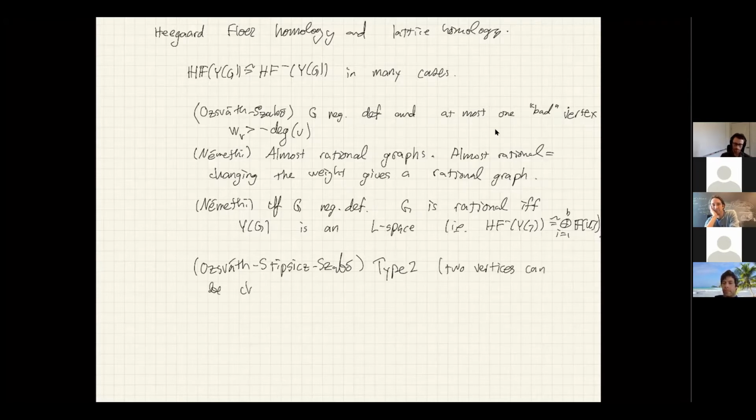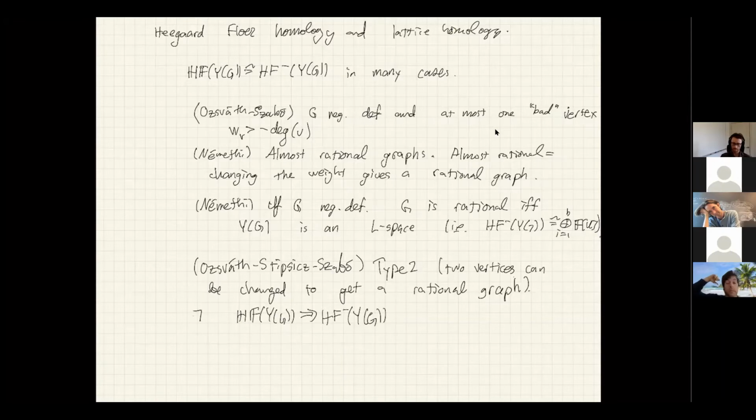To get a rational graph. And they showed the isomorphism in this case. And actually, more generally, what they showed was that there's a spectral sequence from the graph homology to Heegaard Floer homology. So that gives you some relation between them and some sort of rank inequality.